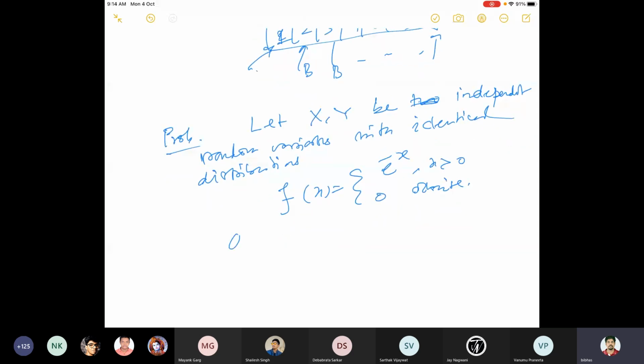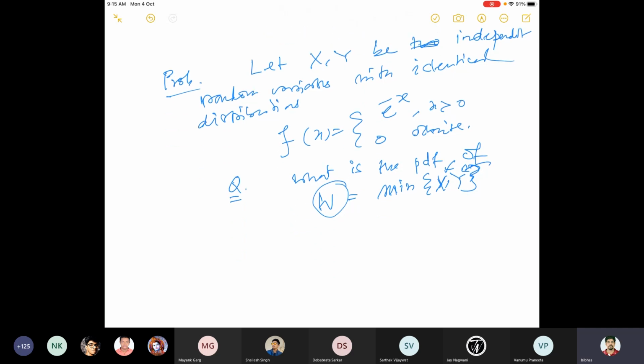Then the question is, what is the PDF of a new random variable W, which is the minimum of X, Y? What is the meaning of the minimum of X, Y? Whatever the values of X and Y, you have to take the smaller value of the two. That is how this new random variable is defined. So you have to find the PDF of this W.